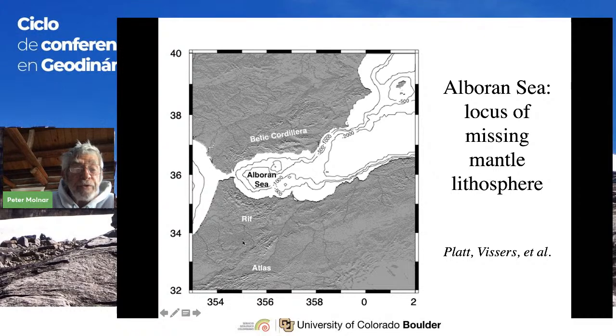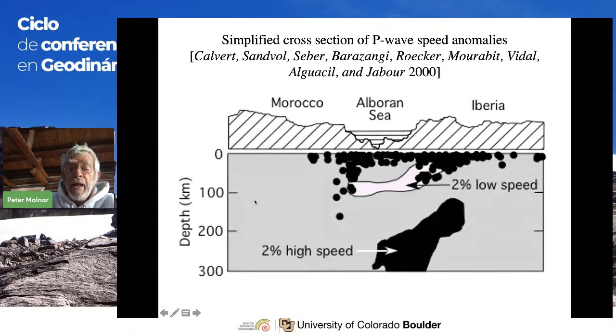So I'm going to show you another example, the Alboran Sea between the Baetic Cordillera in southern Spain and the Rif Cordillera in northern Morocco over in here. And much evidence shows a low speed zone under the Alboran Sea. In fact, the crust is thin under the Alboran Sea. The black dots are showing earthquake locations.